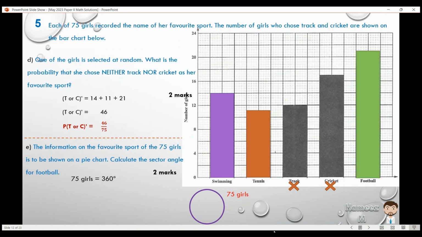So, using the unitary method, meaning finding for 1, then 1 girl will be 360 degrees divided by 75, and we can work that out, or we can just continue because we want to find for football. For football, if we look from our bar chart, we can see it's 21. So for 21 girls, it will be 21 times 360 degrees divided by 75, which works out to be 100.8 degrees, which will be represented in green there if we actually had to draw the pie chart.